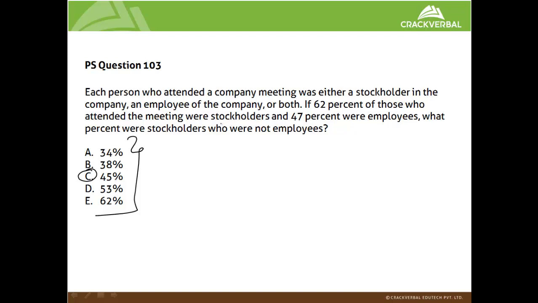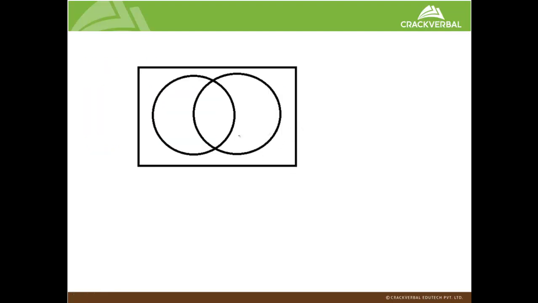Since the trigger here is both, we can quickly draw the Venn diagram. I didn't draw the Venn diagram earlier. So there are some people attending the meeting who are employees, and there are some people who are stockholders as well.